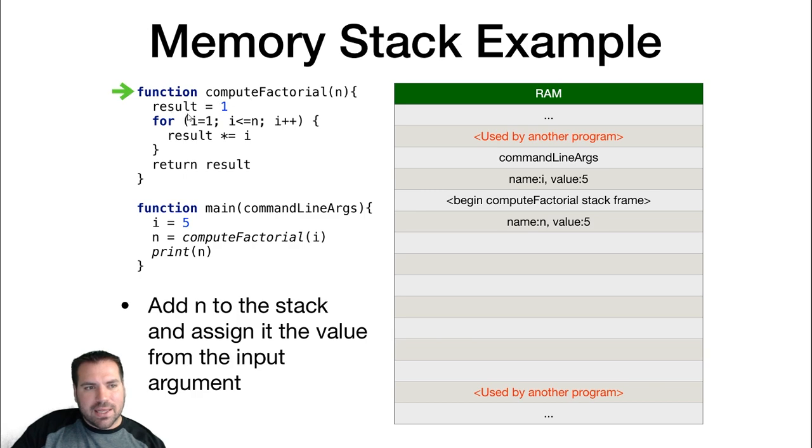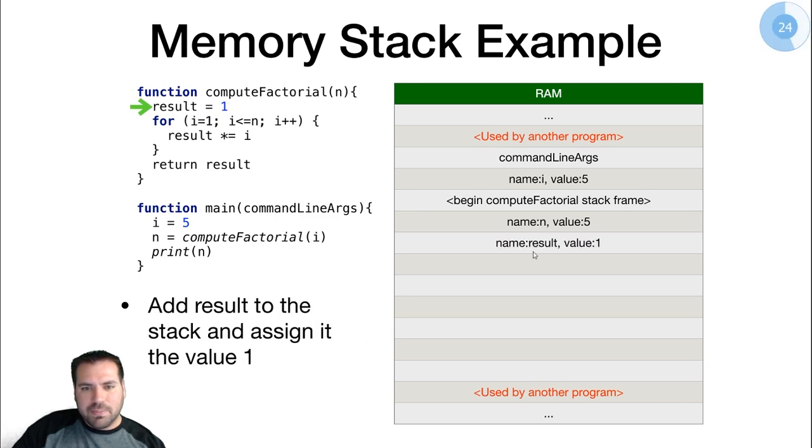the next line. We hit this next line, result equals 1, and add that to the next available spot in the stack: name result, value 1. We add that to the stack inside the stack frame so we can remember that value.